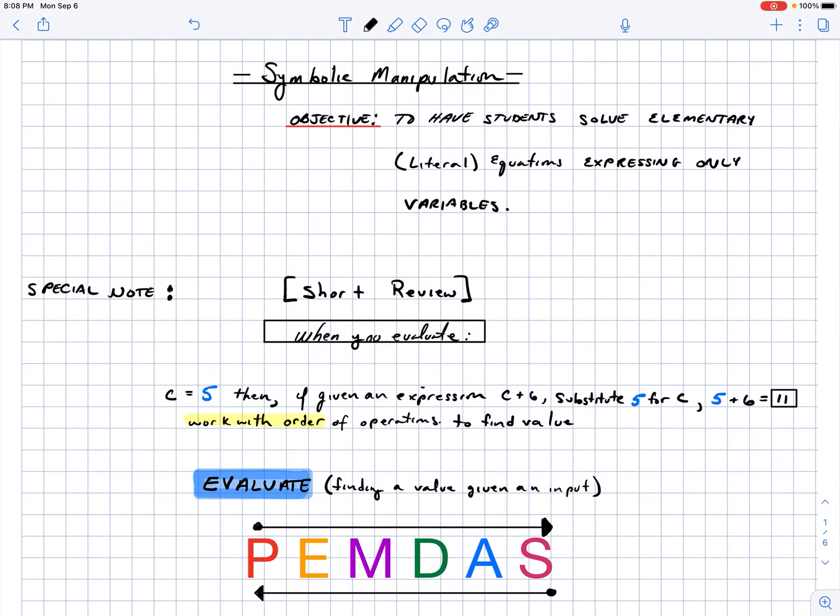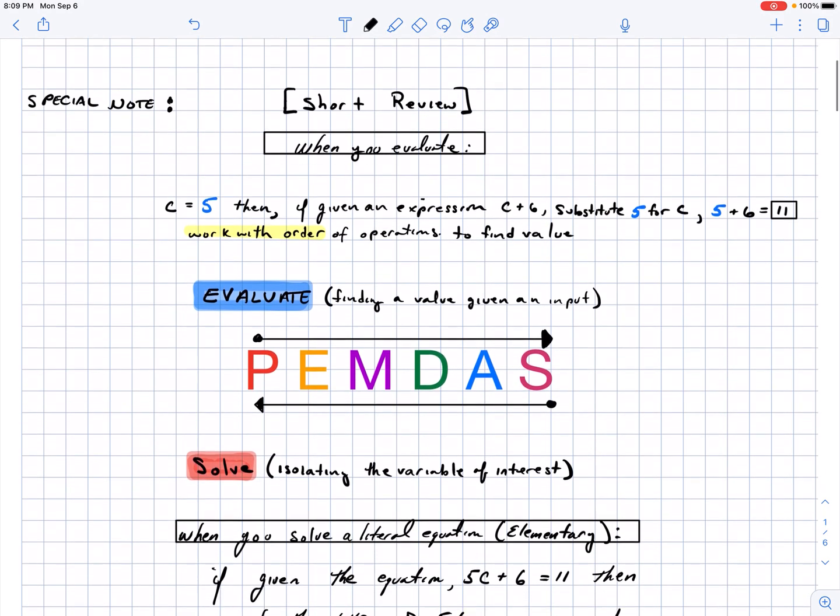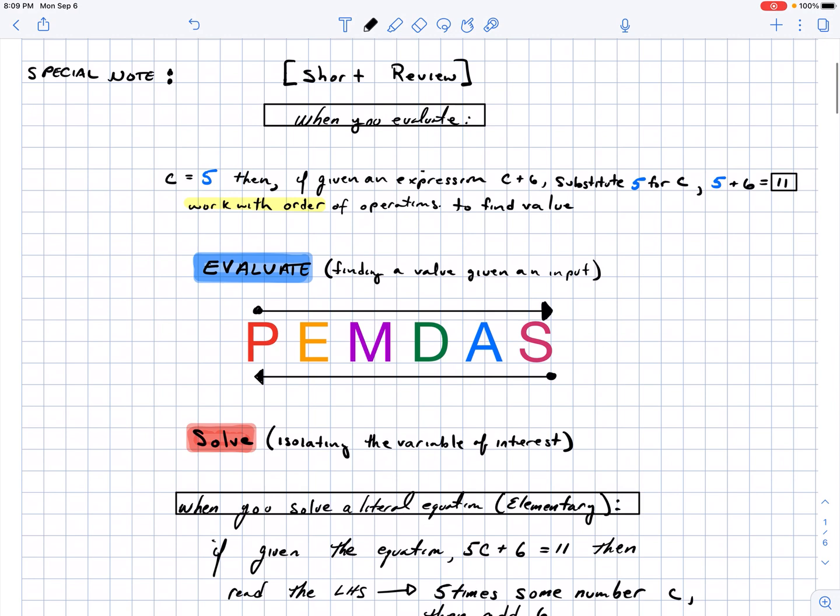Today we're going to look at literal equations or elementary equations. And those kinds of equations only have variables. So we're going to do a little review, and just to remind yourself, when you evaluate, we're going to take some variable and it has some value, some number in this case that it will equal.